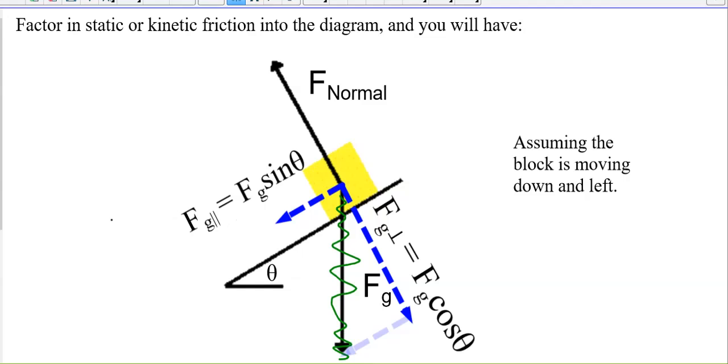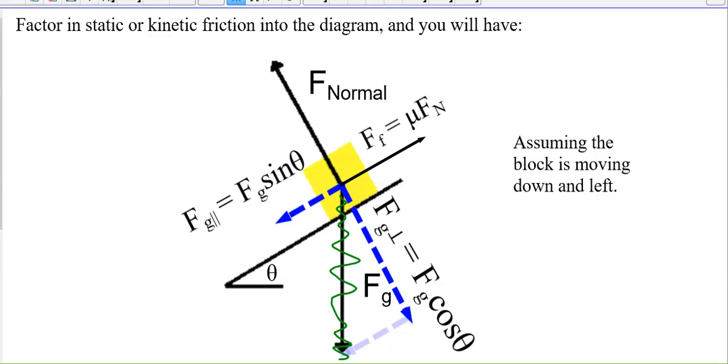So if we look at reality, there's almost always friction involved, but when in doubt, when it's just fundamental physics and we're just trying to get a general idea, we don't involve friction. But since friction's almost always involved, and assuming that we are going down and to the left, friction would be going up and to the right.